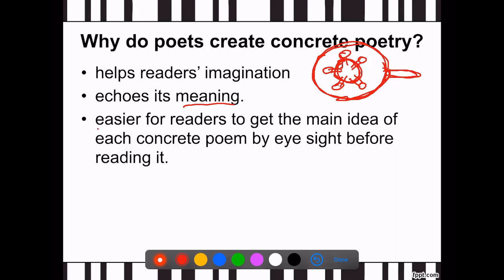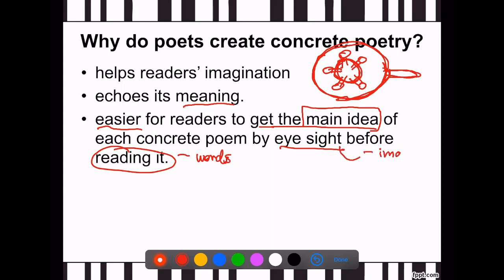And also, like I said earlier, it's easier for readers to get the main idea. Okay? So even before the reader sees the word tree in the poem, as soon as they see that poem, their first image will be a tree, even without seeing that word. Okay? Eyesight, see? Before reading it, because reading requires that you read the words, right? But this, with eyesight, you see the image. So image comes before words, okay, images.